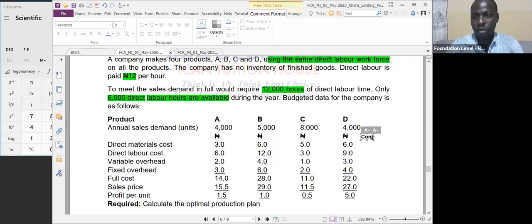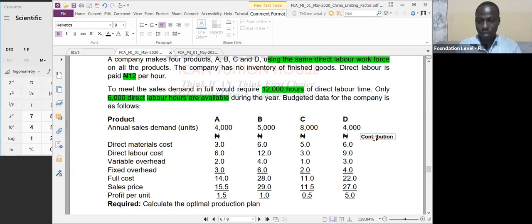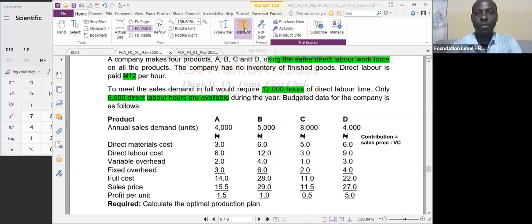All right, so contribution per unit is going to give me sales price minus variable costs. So how do you get your variable costs? Your variable cost is identified by checking your direct material. So let's do that for A.